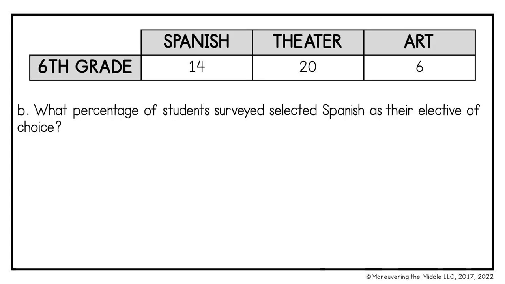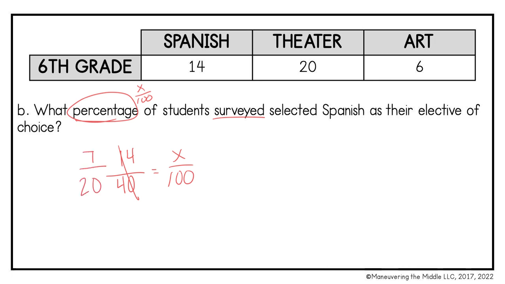All right. B, what percentage of students surveyed selected Spanish as their elective? So we're just talking about students surveyed right now. Remember we said there are 40 students surveyed, 14 chose Spanish. So now we need to find the percentage. Remember that is shown as x over 100. So let's do that math. We can simplify 14 over 40 because I see they're both even numbers, so I'm going to divide them both by 2. So 14 divided by 2 is 7. 40 divided by 2 is 20.